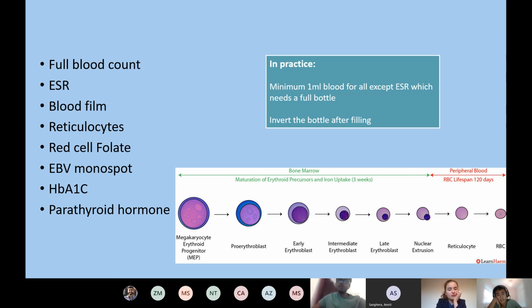There are a few other random things in the lavender bottles. There's the Epstein-Barr virus monospot. There's HbA1c, which is your glycated hemoglobin, your classic one for testing for diabetes, and parathyroid hormone, but I'm not really going to talk about those.